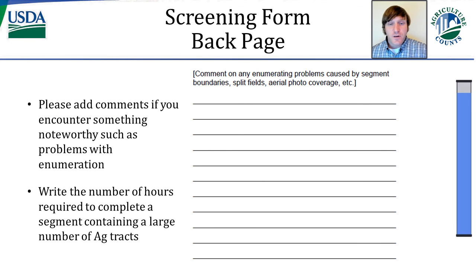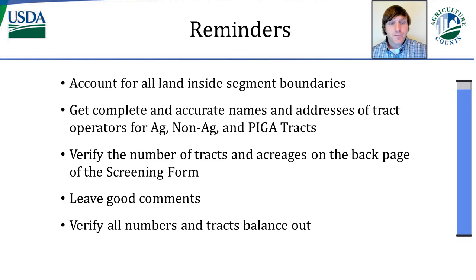Please add comments if you encounter something noteworthy, such as problems with enumeration. For example, if a new segment is difficult to enumerate, in that a river divides it, has an odd boundary, or has a lot of ag tracts in it, leave helpful comments so the regional field office can further evaluate the segment in the future. Also, be sure to write down the number of hours required to complete enumeration on these difficult segments as well.